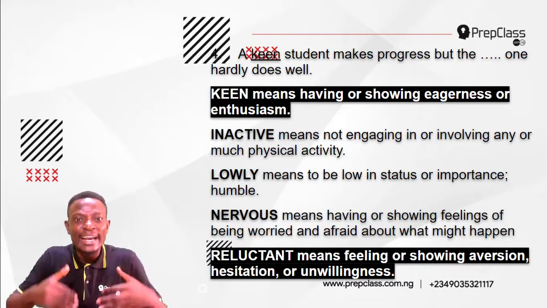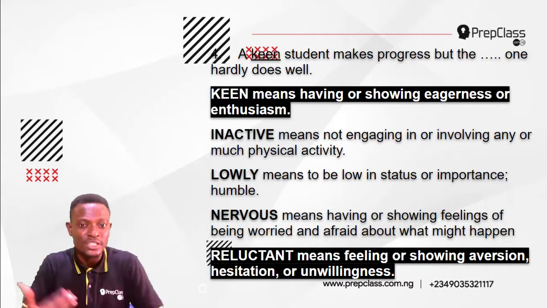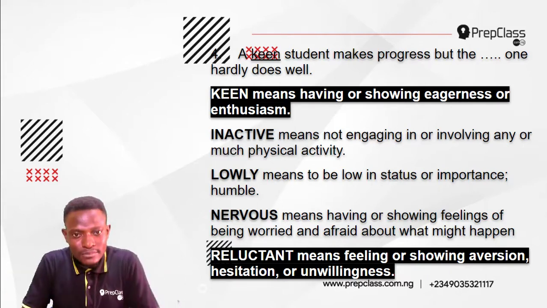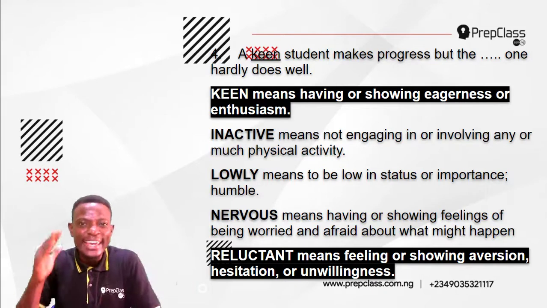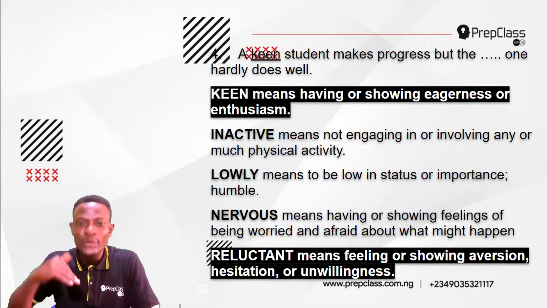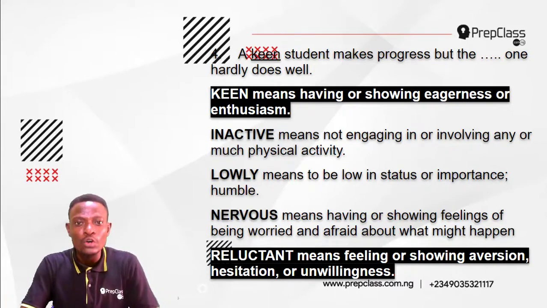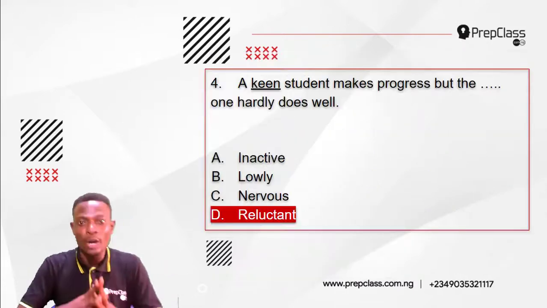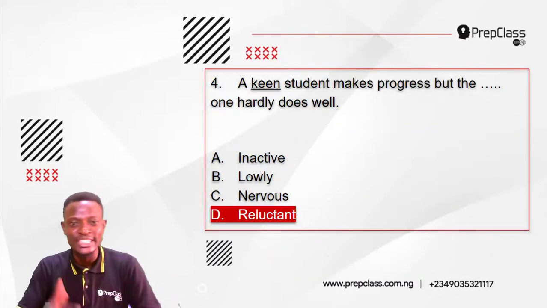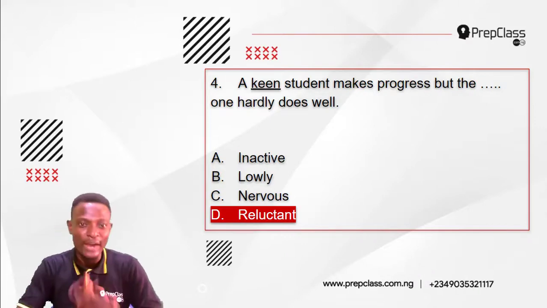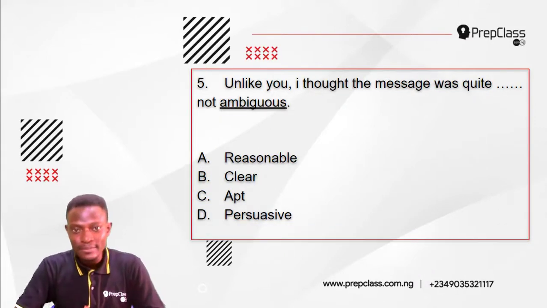When you are keen, you are eager and enthusiastic, you are passionate. But when you are reluctant, you are unwilling. You're not passionate. So a keen student makes progress, but the reluctant one hardly does well. So the most nearly opposite in meaning to keen is option D, reluctant. Alright, moving on, question 5.